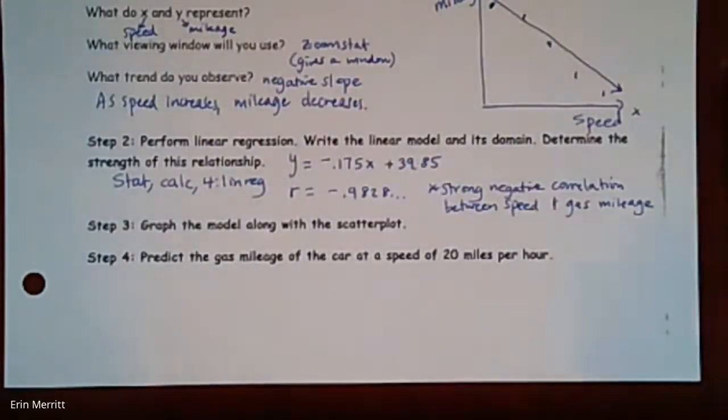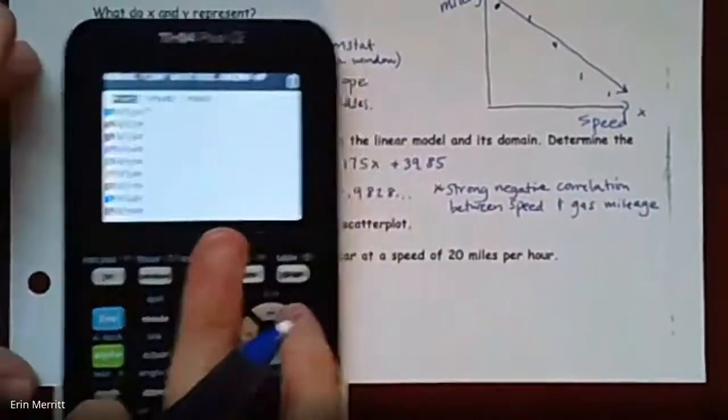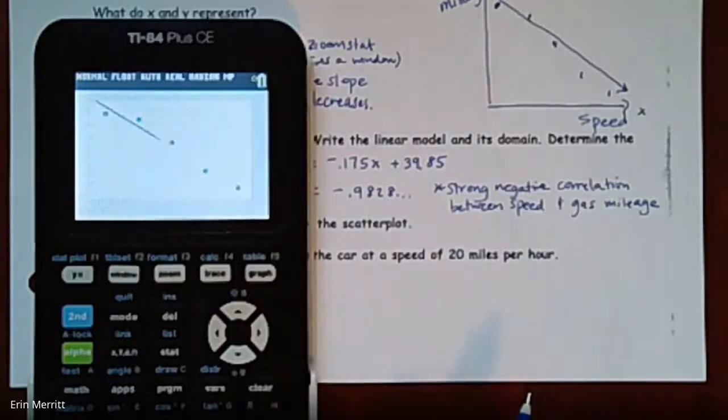So when it says graph the model along with the scatter plot, all right, well, we already did that. We sketched that here. Now what we can do, though, is we can go into our y equals and type that equation in. So negative 0.175x and then plus 39.85 and then hit graph. And what you're going to see is it makes sense it's a strong correlation. All those points are pretty darn close to that line right there, all right?